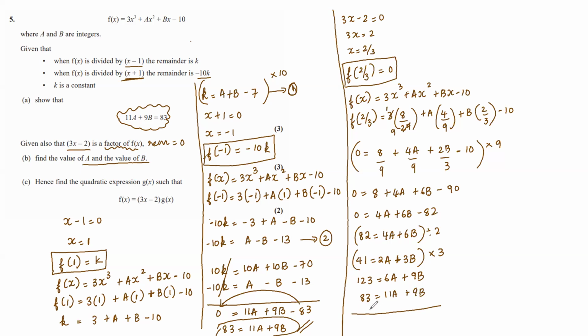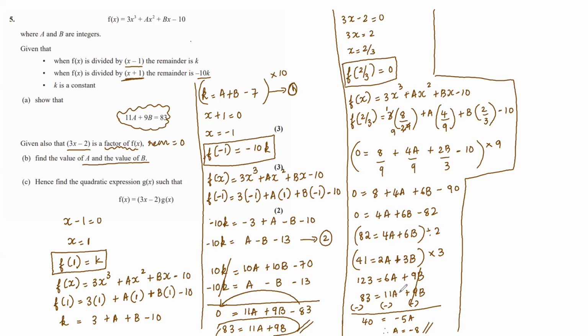Let's just subtract both the equations. Elimination method. Change the sign of the bottom equation. 83 will become minus 83. 11a will become minus 11a. 9b will become minus 9b. Both the 9b's get cancelled. 6a minus 11a is minus 5a. 123 minus 83 is 40. Therefore, a will be 40 divided by minus 5, which is minus 8. We got the value for a as minus 8.